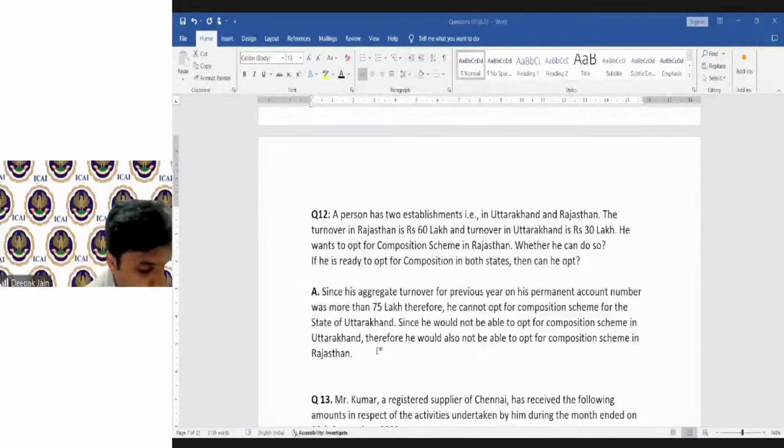If he has two registrations, he still cannot. Since his turnover is crossing the limit, he cannot opt. Correct. He cannot pick and choose. You're right.